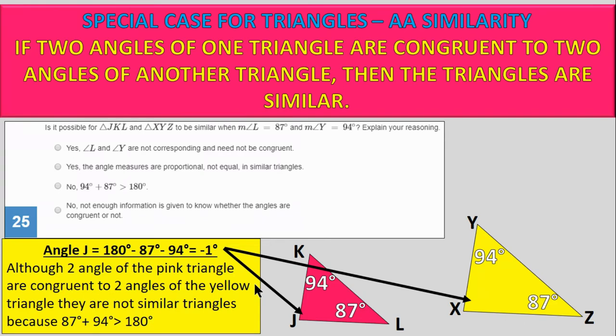And so if I look at it initially, I would think that this is the special case. This is AA similarity. 2 angles of the pink triangle equals 2 angles of the yellow triangle. The problem is that if I subtract 87 and 94 from 180, I get -1. And so the correct answer choice on this problem is the third choice. 94 plus 87 is greater than 180. So although these angle pairs are the same, you can't even make a triangle with a 94 and 87 degree angle in the same triangle because they add up to more than 180 degrees.